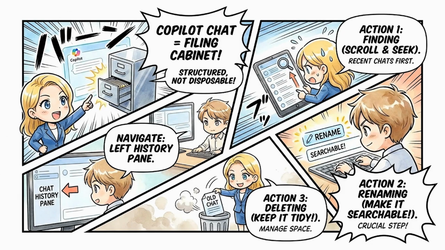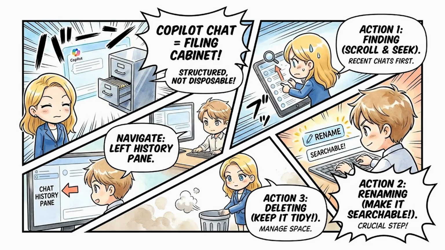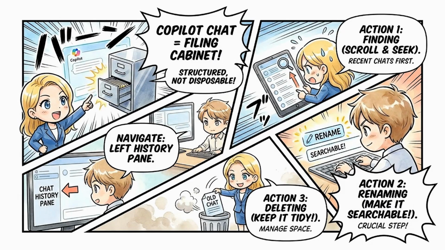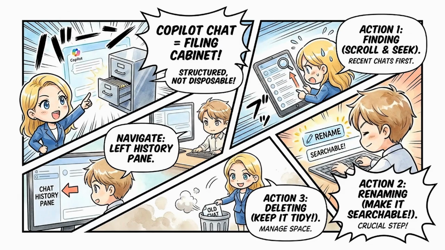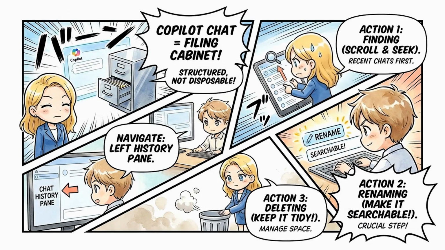While your most recent conversations are instantly visible, allowing you to seamlessly pick up where you left off, relying solely on this chronological list is insufficient for a busy professional. You must actively manage this space through 3 core actions: finding, renaming, and deleting chats. Finding a previous conversation often involves scrolling, but its effectiveness is entirely dependent on how well you've executed the second action, renaming, which makes your history truly searchable and useful.